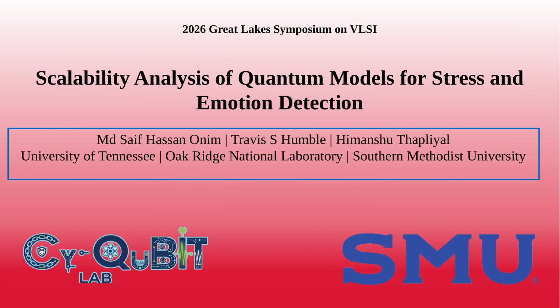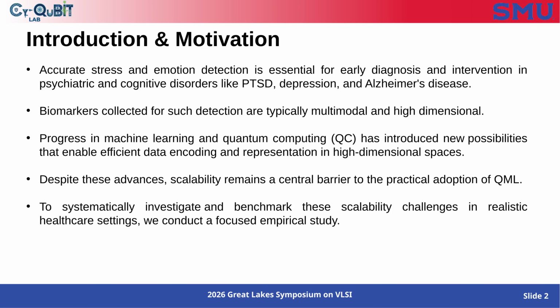The central question we study is how quantum machine learning models behave when they are scaled for realistic stress and emotion detection tasks. To begin, stress and emotion detection are important because they can support early diagnosis and intervention for psychiatric and cognitive conditions, including PTSD, depression, and Alzheimer's disease.